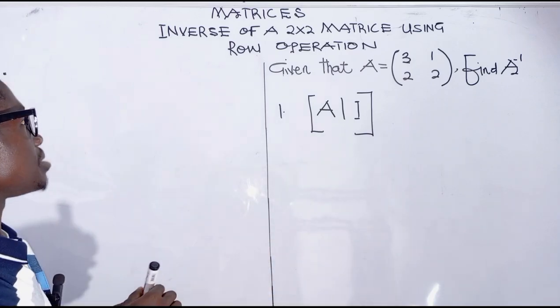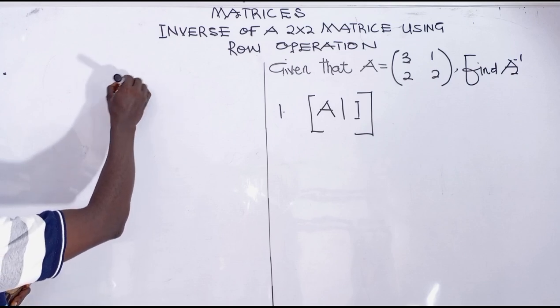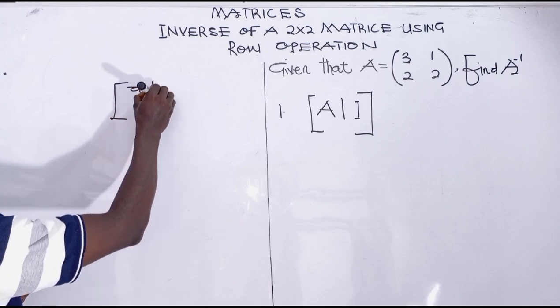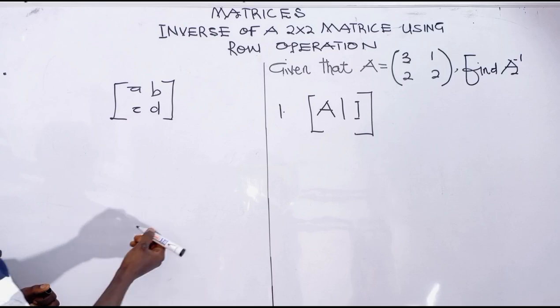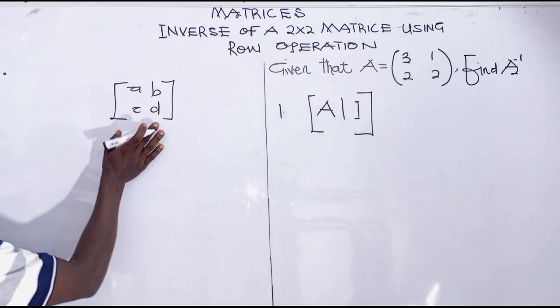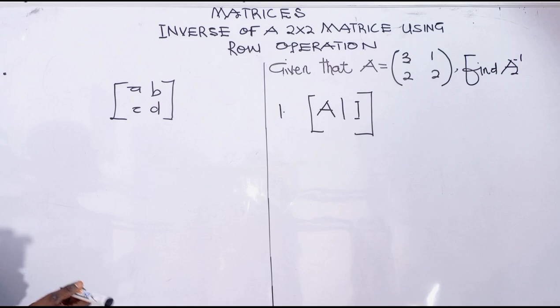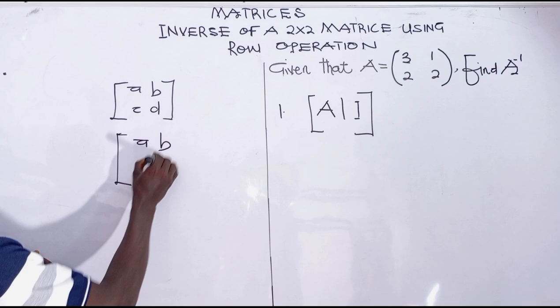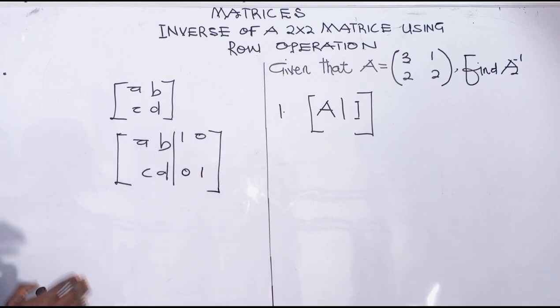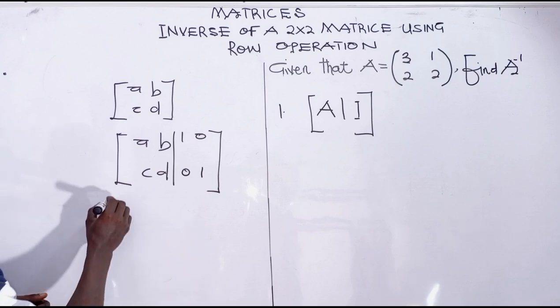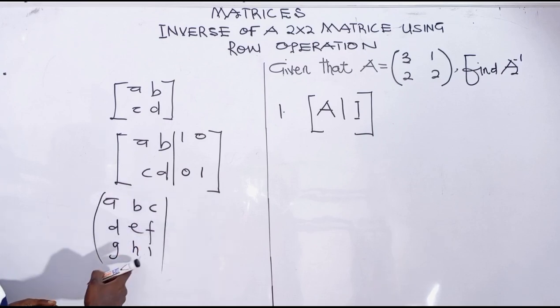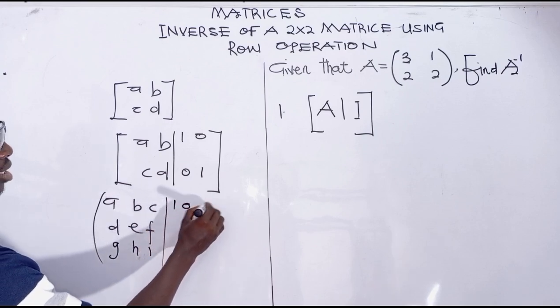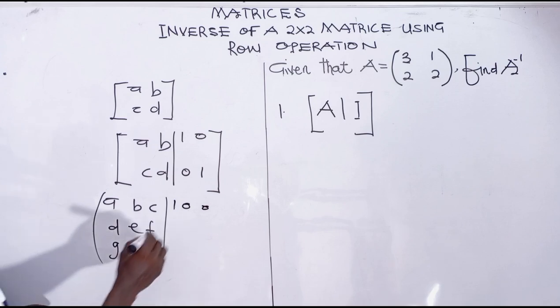Now, of the same dimension means that when you have, let's say, a 2 by 2 matrix and you have to augment it, then you augment this 2 by 2 matrix with a 2 by 2 unit matrix. If you have a 3 by 3 matrix, then you have to augment this 3 by 3 matrix with a 3 by 3 unit matrix.